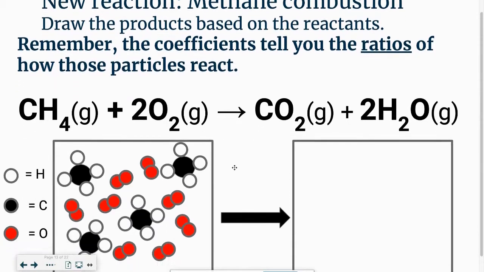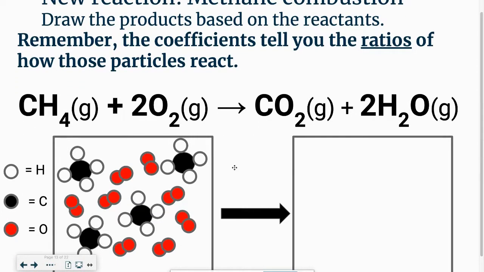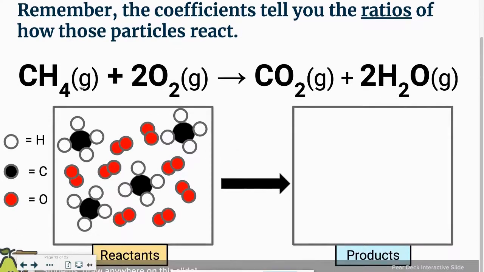Okay, new reaction. Here's our methane combustion reaction. Again, we're going to draw the products based on the reactants. Okay, so looking here, I've got 1, 2, 3, 4 CH4s. These are the CH4 molecules. 1 carbon, 4 hydrogen. So I'm going to write down here I have 4 CH4 molecules. How many O2s do I have? 1, 2, 3, 4, 5, 6, 7, 8. 8 O2 molecules.